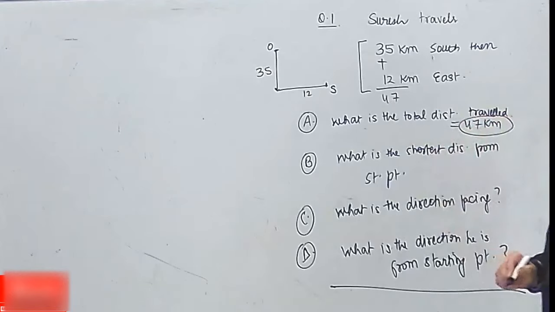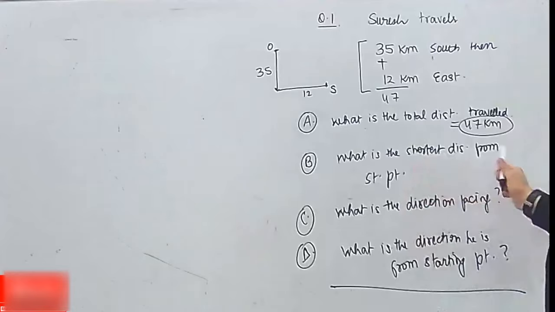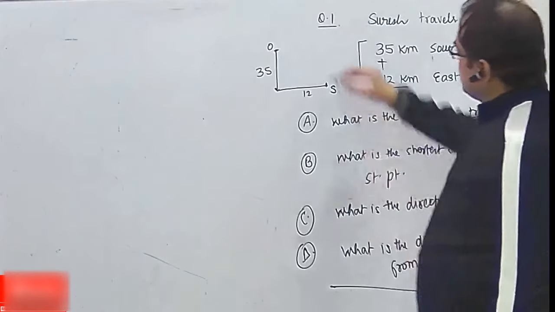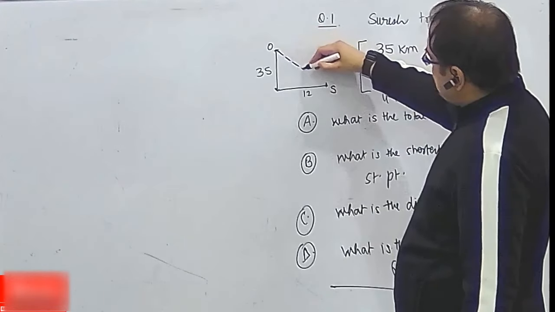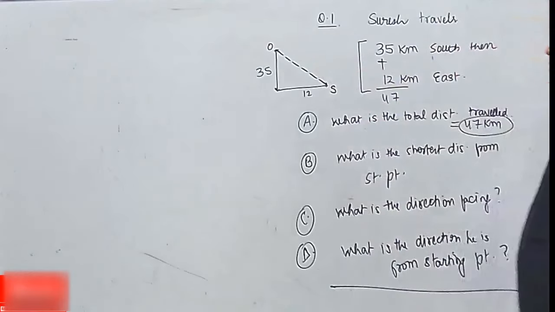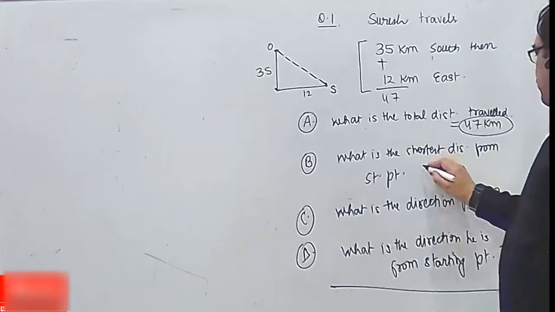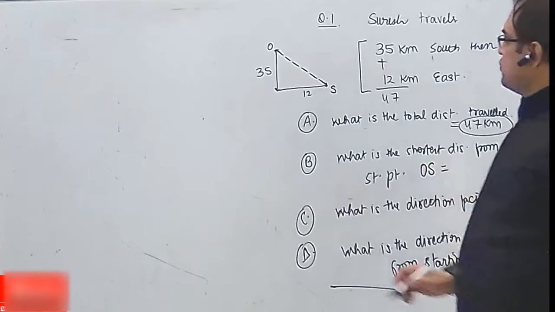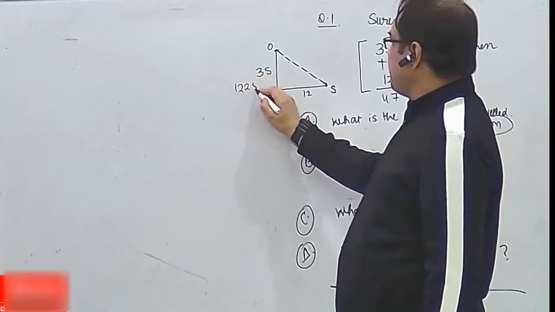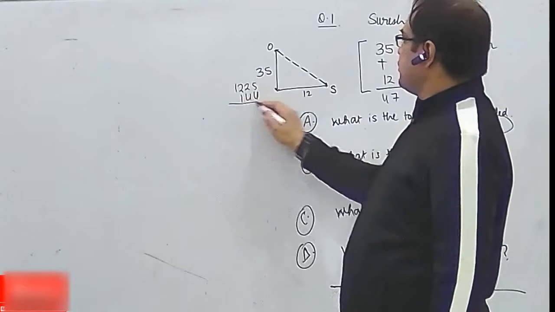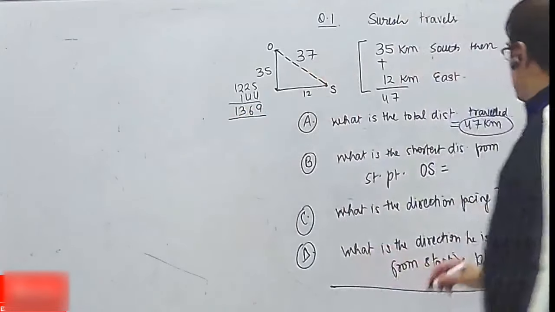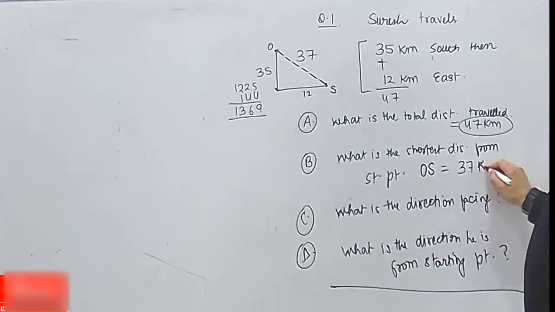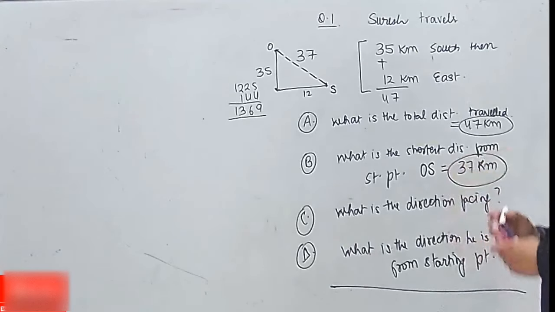The first is very easy. Second question is the shortest distance from the starting point. यहाँ से सबसे छोटा, सबसे शॉर्टेस्ट डिस्टेंस कितना रहेगा? शॉर्टेस्ट डिस्टेंस क्या होता है, जब फेस टू फेस हम डायरेक्टली इनके बीच में स्ट्रेट लाइन ड्रॉ करेंगे, O and S. So we need to find out OS is equal to what? 35 squared is 1225, 12 squared is 144. This is total 1369. 1369 is the square of 37. So OS will be equal to 37 kilometers. This is the right answer.